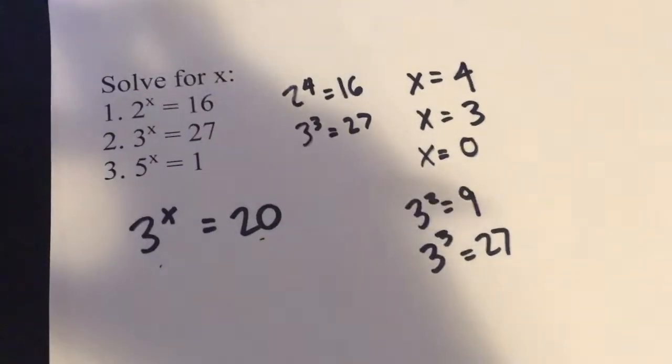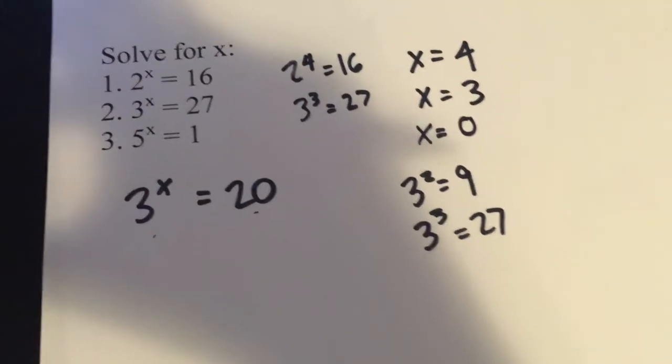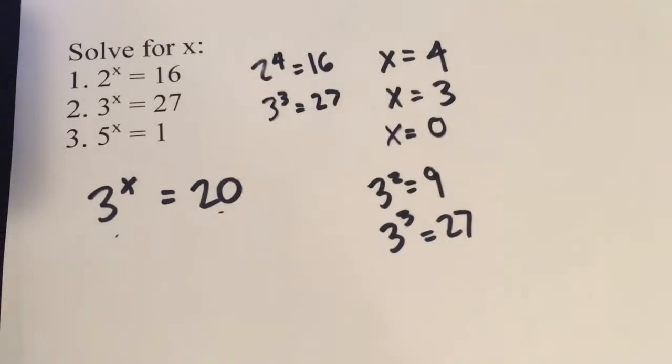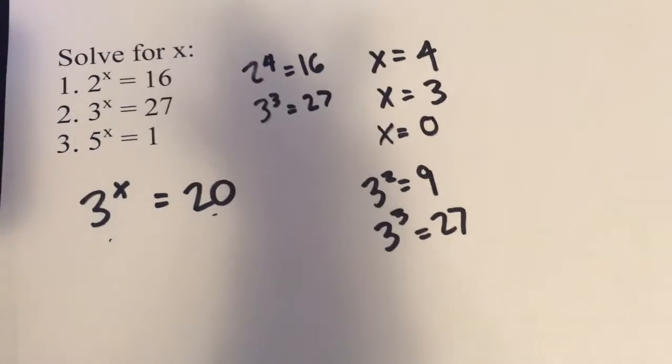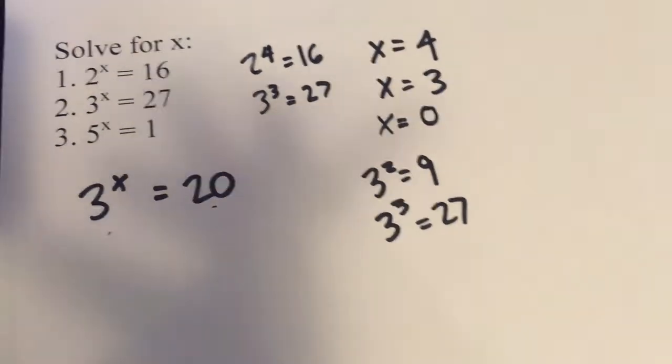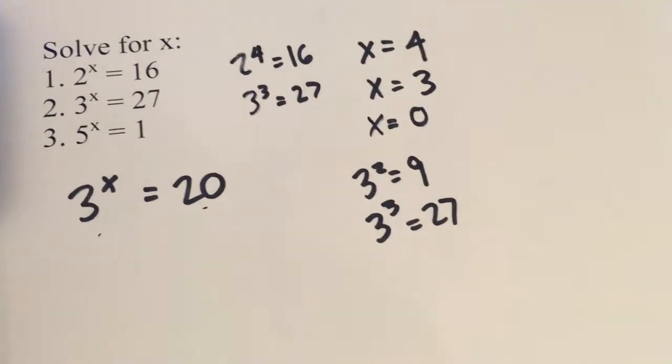The relationship between logarithms and exponents is kind of the same as the relationship between multiplication and division. Multiplication and division are inverses. Division basically reverses multiplication. Taking a logarithm reverses an exponent.